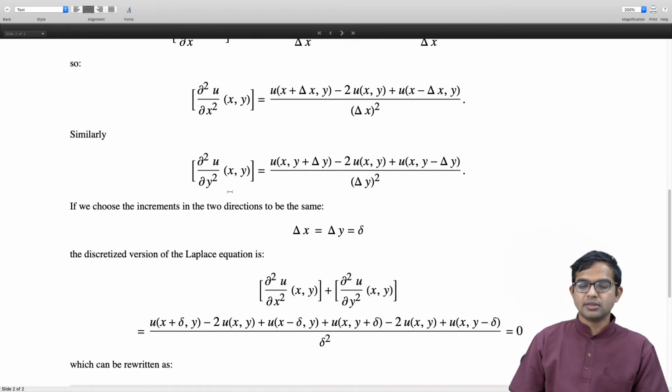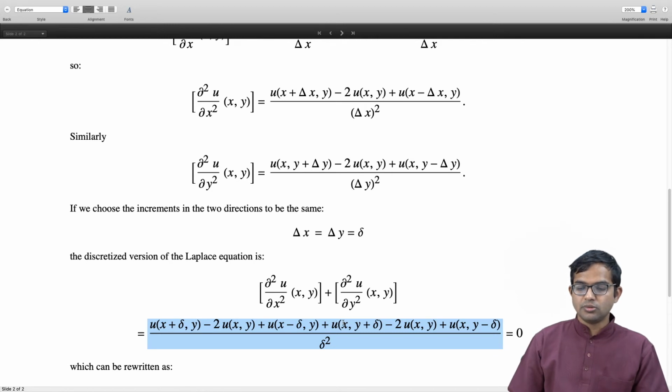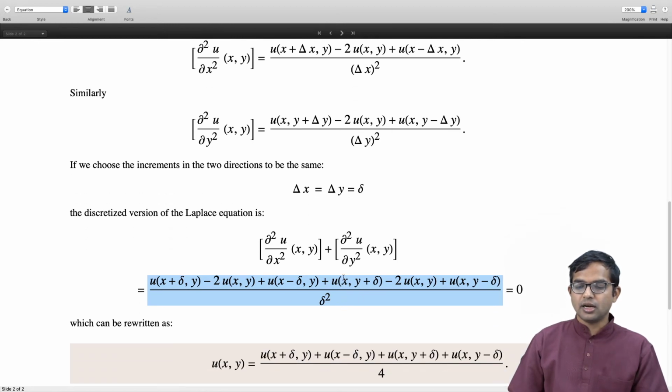So if I write this discrete version, I have this longer expression. So u of x plus delta comma y minus 2 times u of x comma y plus u of x minus delta comma y, plus the whole thing again similarly, u of x comma y plus delta minus 2 times u of x comma y plus u of x comma y minus delta. The whole thing has to be divided by delta squared, and this has to be 0 because that's the Laplace equation. Now you can rearrange things and rewrite this as u of x comma y, right?